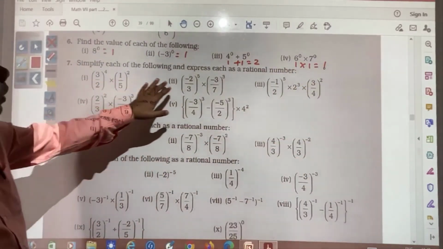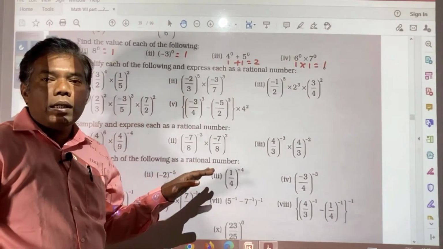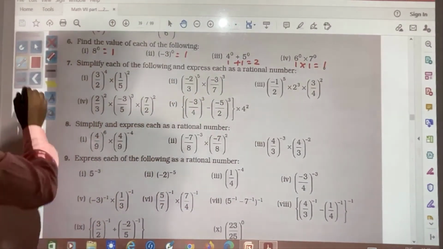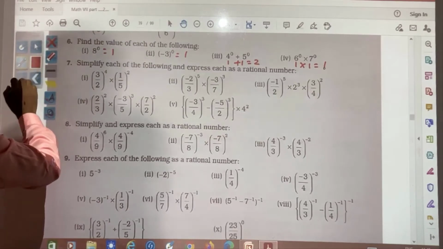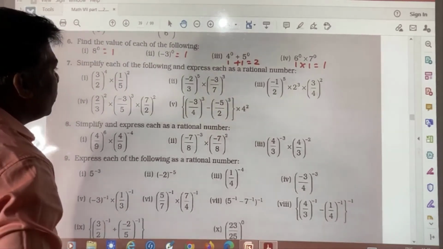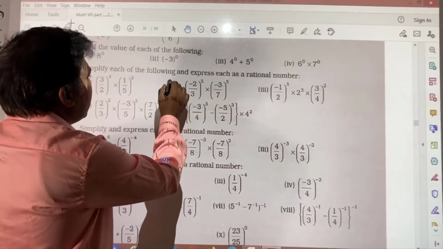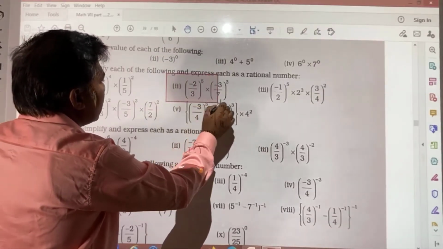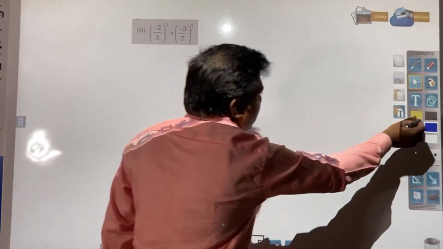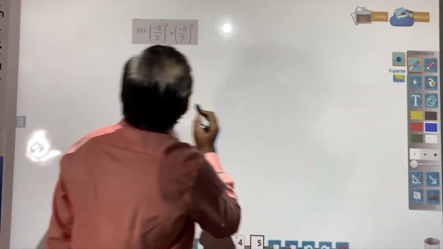Simplify each of the following and express each as a rational number. Here you see how we will simplify this. Any two questions I am taking, and the rest of the questions you try to solve. You see, we will take this question, and you need to watch properly how it is to be solved.